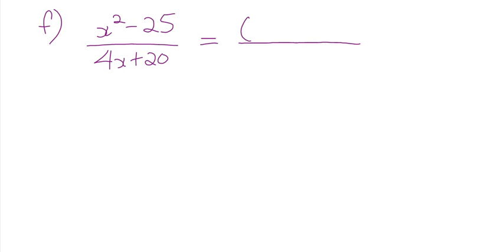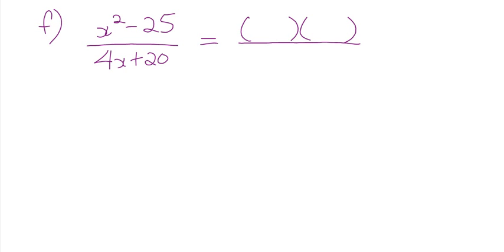x squared minus 25 over 4x plus 20. Two more. Here's the only binomial that actually factors into the product of two binomials. All you're ever going to have to do in rational expressions is binomials, two terms. You're never going to see x squared plus 7x plus 12 or anything like that. But this is the one binomial. It's called a difference of squares. Do you remember how this factors? It's two binomials.